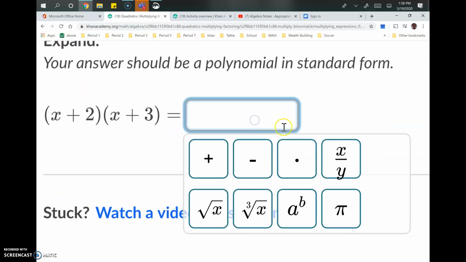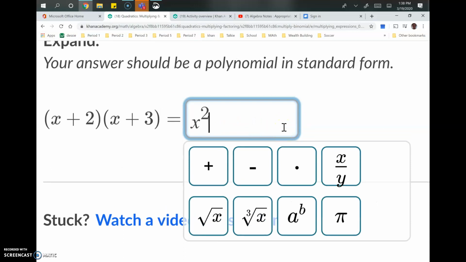We know the first one's going to be x squared. And then I'm going to take positive 2 and positive 3, and I'm going to add them together. So 2 and 3, those add to 5. So the middle term's 5x. Find the middle term by adding. And then the last term, the constant, we always get by multiplying. So 2 times 3 is 6.